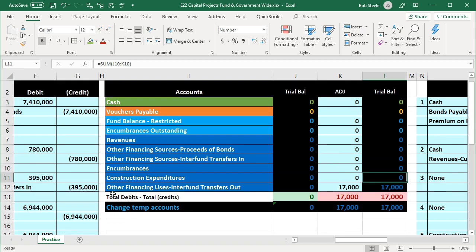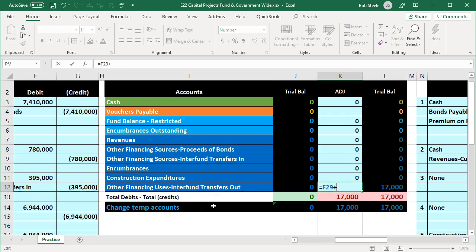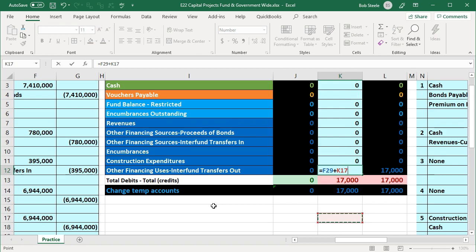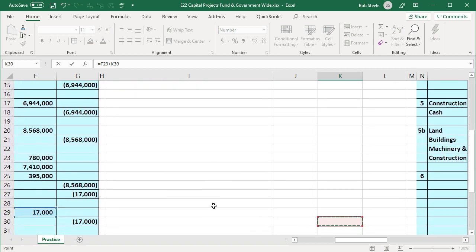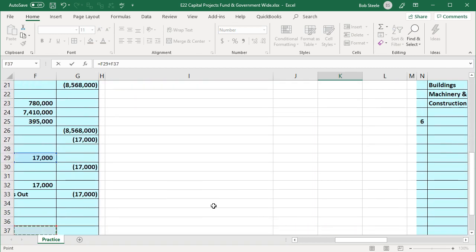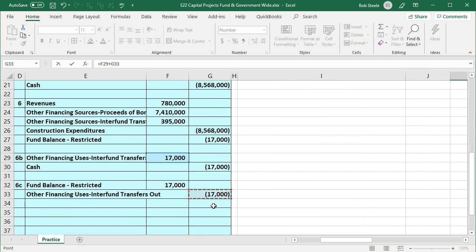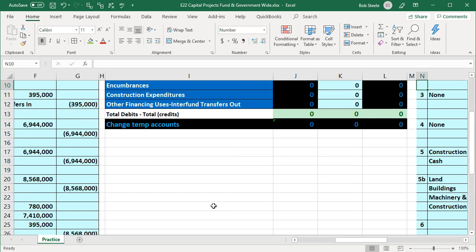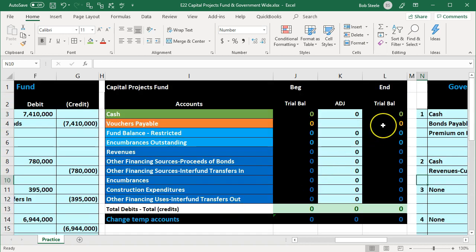It's been decreased, and then we're going to record the other side to the other financing uses in K12, F2 plus F2, then arrowing back down, and then we're going to go to the 17 and enter. So there we have that. And so now we've done the capital projects fund.